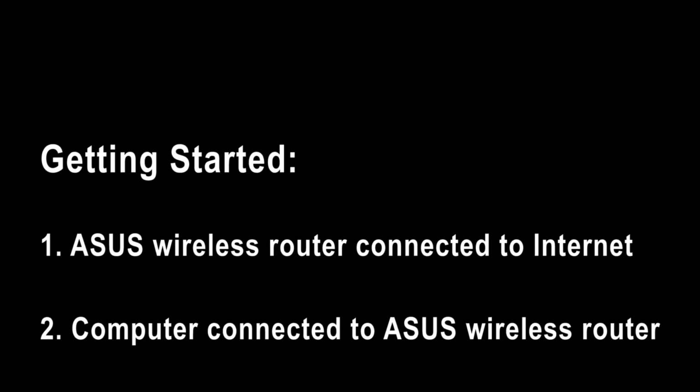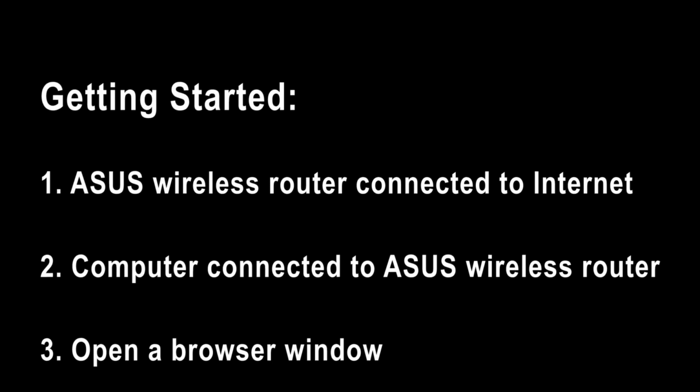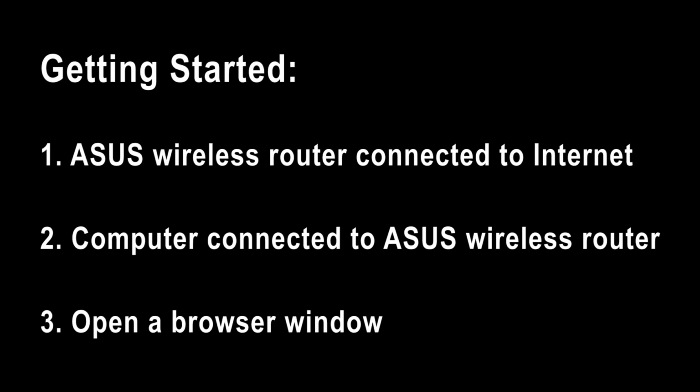How to update firmware in ASUS wireless routers. To get started, be sure that the wireless router is connected to the internet. Use a computer that's connected to the wireless router, and then open a browser window.